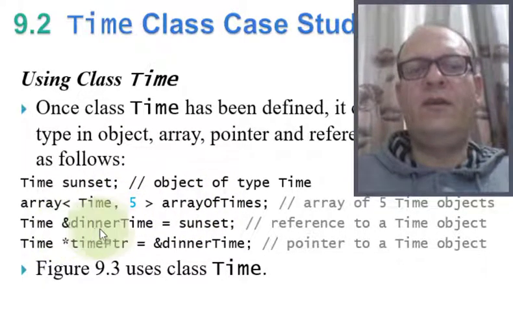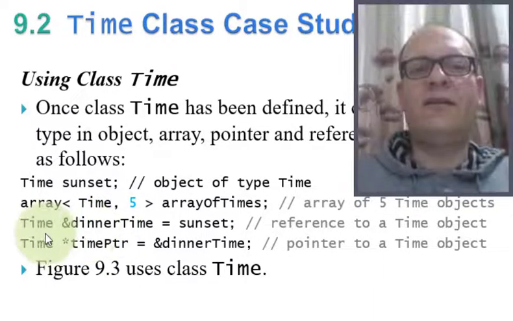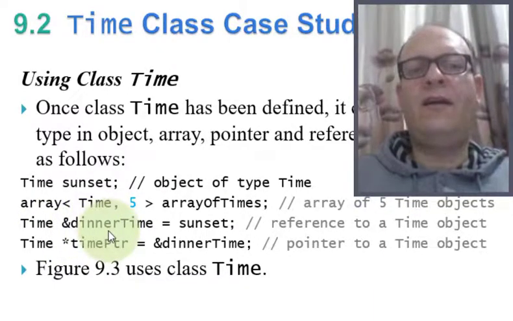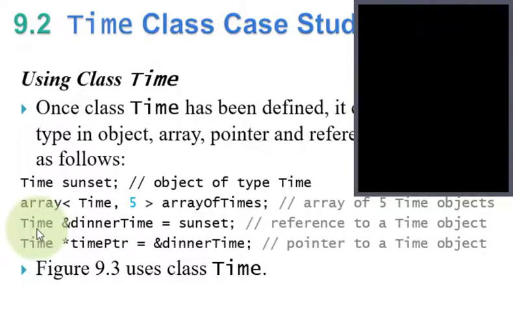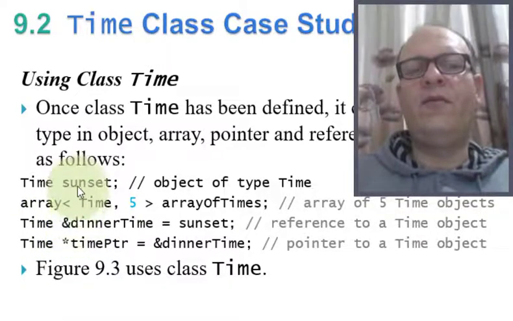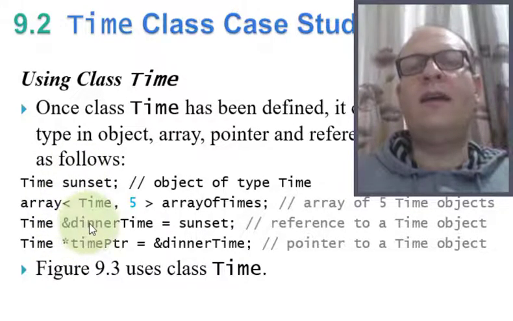A third example, we can create a reference to the class time. So لاحظ هنا عملنا variable اسمه dinner time. التايب بتاعه هنا ايه؟ شايفين الادرس ده؟ دي معناها dinner time is a reference variable to the class time. خلي بالك الفرق بين اللي فوق السانسيت والدينر تايم. ده بيسموه object، ده بيسموه reference variable. الاتنين تقريبا حاجة واحدة. Both of them will be considered as different names for the same object.